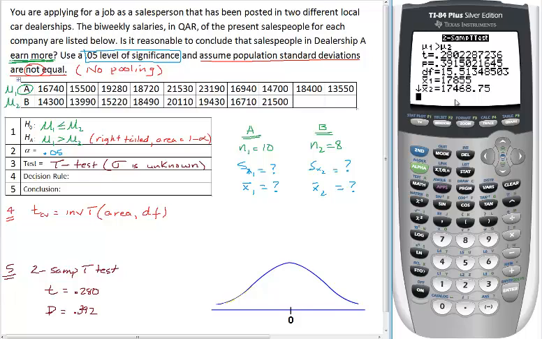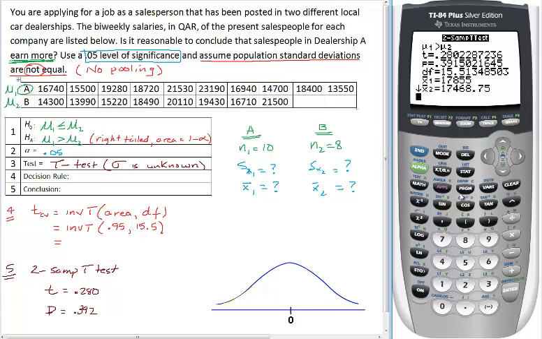That's why we skipped to step 5. Now let's go back and do step 4. So now we have inverse T, area. Now the area is 1 minus alpha. Remember, it's a right-tailed test. So 1 minus 0.05 is 0.95. And degrees of freedom I got from the calculator. So when you don't pool the data, do step 5 first to get the degrees of freedom. Then go back and finish step 4.